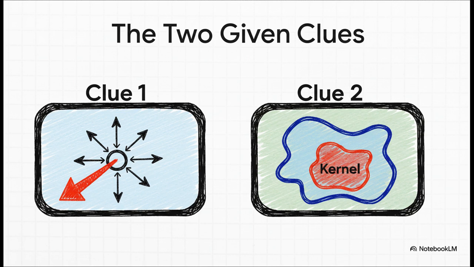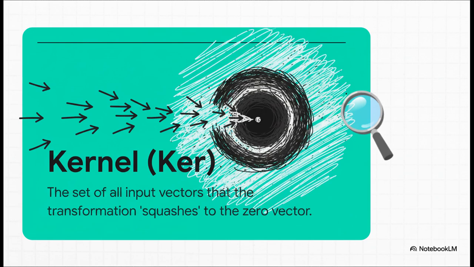First, we're told the kernel of T isn't trivial. All that means is that something other than the zero vector gets mapped to zero. And second, and this is the really weird one, the kernel is a subset of the image. So let's do a quick refresh on what these terms mean. The kernel, you can think of it as the set of all the inputs that our transformation just completely flattens or squashes all the way down to zero. It's kind of like the vanishing point of linear algebra.